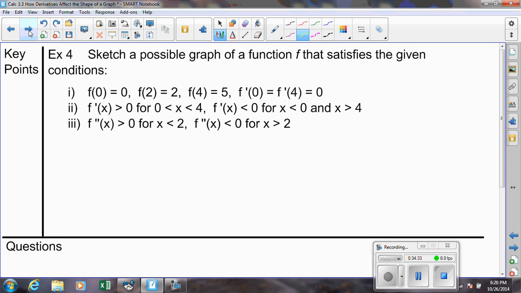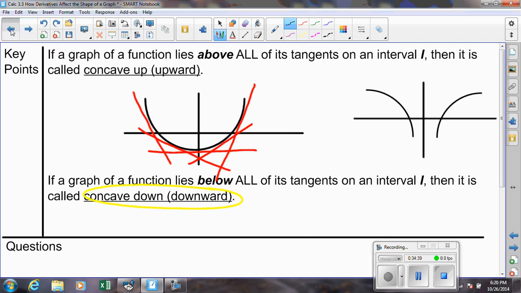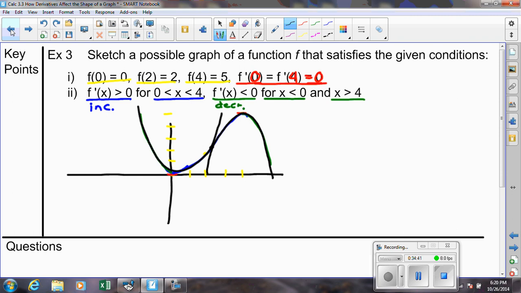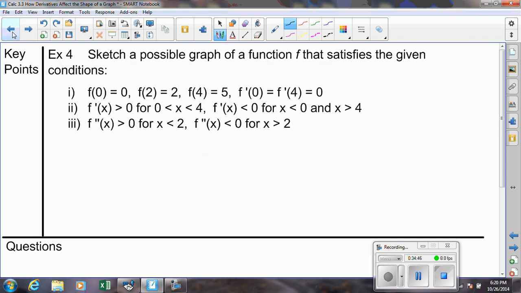And that's going to be one of our issues here. Sketch a possible graph that's going to satisfy these given conditions. Well, a lot of them we already had, specifically this piece right here. So I'm going to quickly repeat some of them.